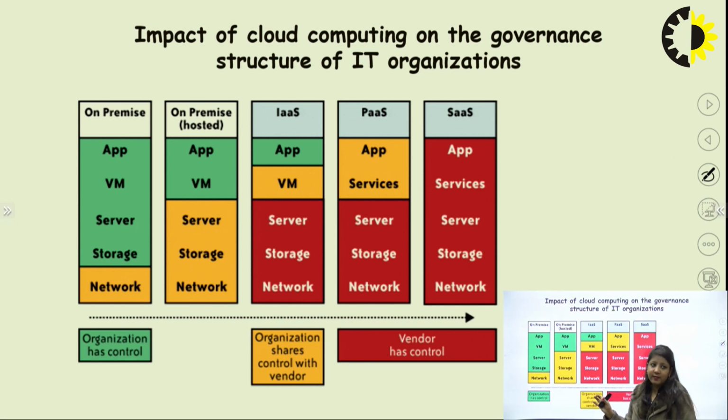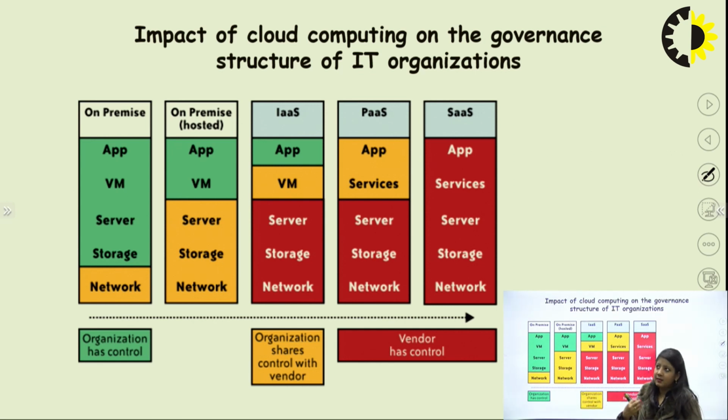And next is on premises hosted. On premises hosted means it is a private cloud, but it is managed by the vendor, meaning a third party. So if the condition is this, then these three services will be governed by the third-party vendor: network services, storage, and server.